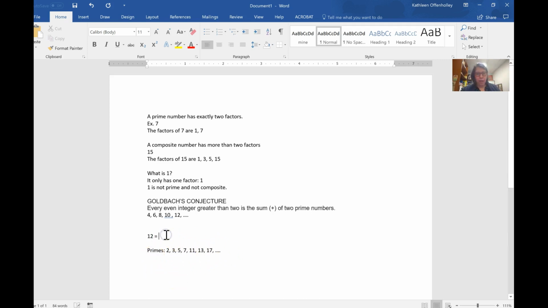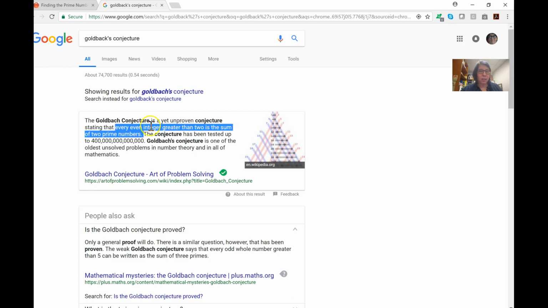It looks to me like 5, whoops, not 6, 5 plus 7 would work. Is that true? Yeah, it is. And Goldbach's conjecture is that that works for every whole number greater than 2. But it isn't proven. We don't know for sure if it's true. It's just been tested for really, really big numbers.